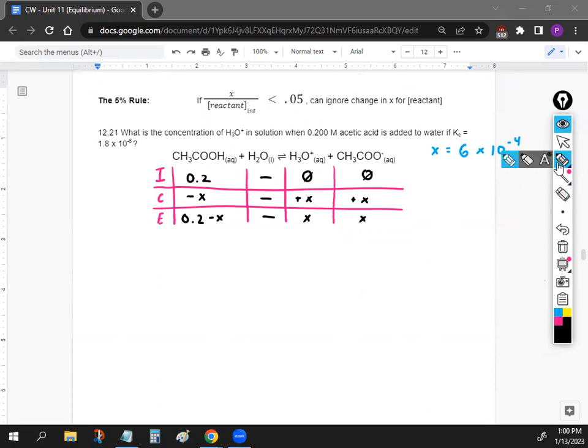All right, so let me show you guys how to use the 5% rule. We calculated X to be this value right here. We did all the quadratic stuff. This is the answer we get with a quadratic, so this is probably the most accurate answer we can get. But now we're going to test the 5% rule.